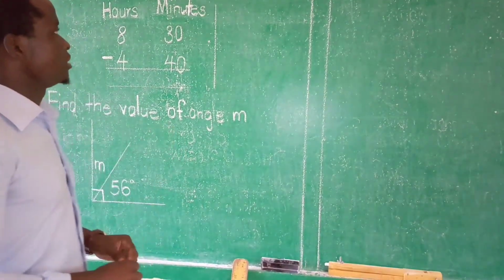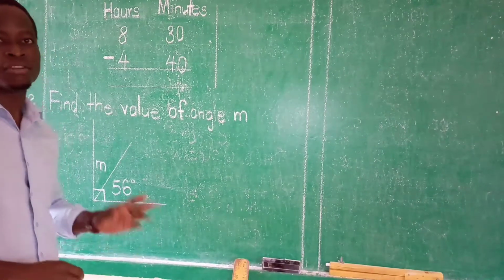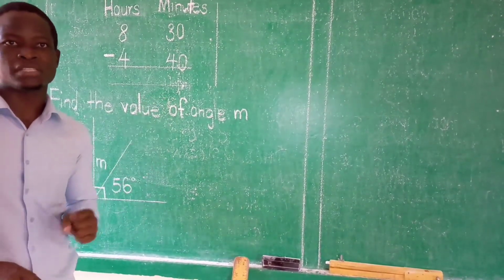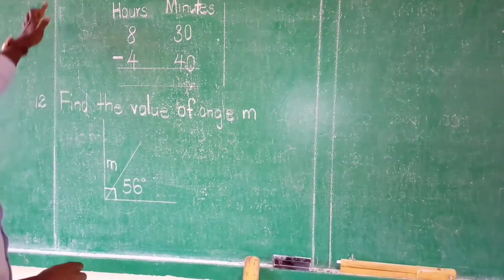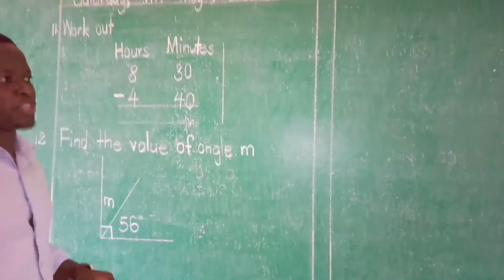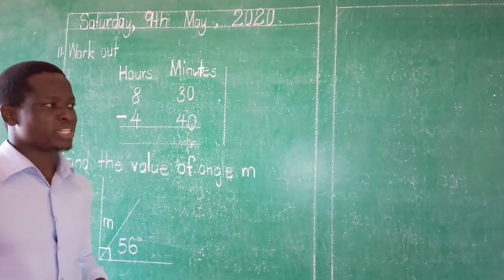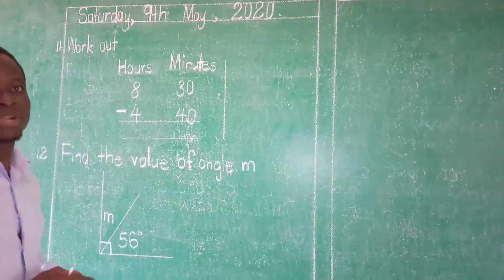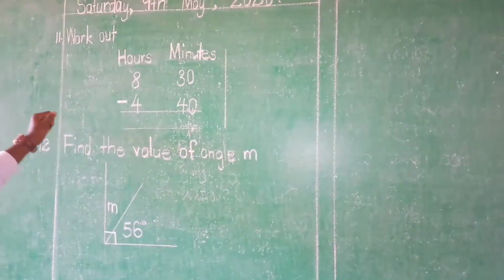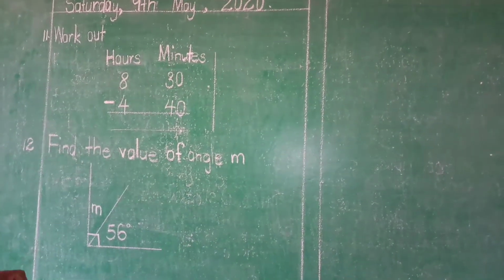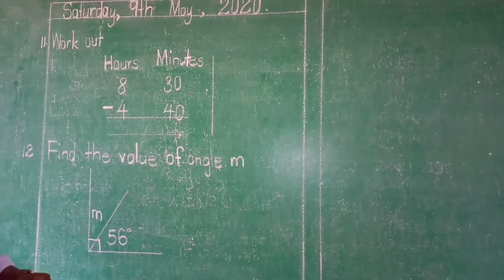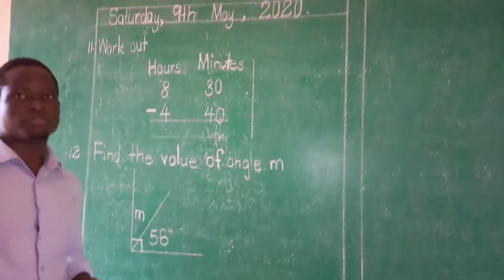Now, this is the second session and we are still looking at corrections for the paper I sent MTC1. For today, let's start from question number 11. If time allows, we shall move to question number 20 and others will keep coming. Now, question number 11 reads that work out 8 hours and 30 minutes minus 4 hours and 40 minutes.